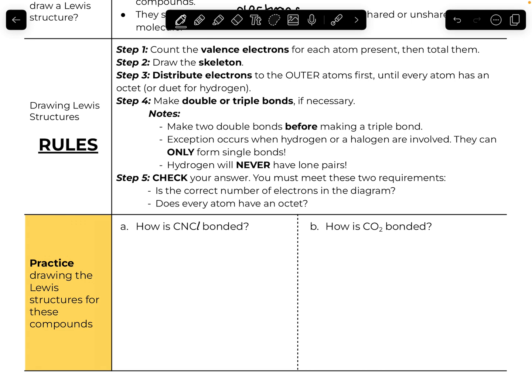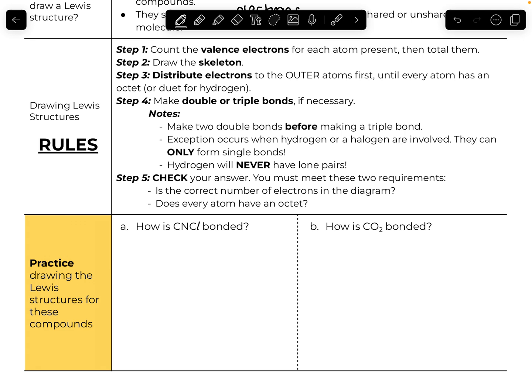So first step is you want to count up the number of valence electrons for every single atom that you have present. Remember that your valence electrons are the ones that are responsible for bonding, so this is why we have to use the valence electron count to figure out how many we're going to add to our structure, because they're the only ones that can possibly bond.